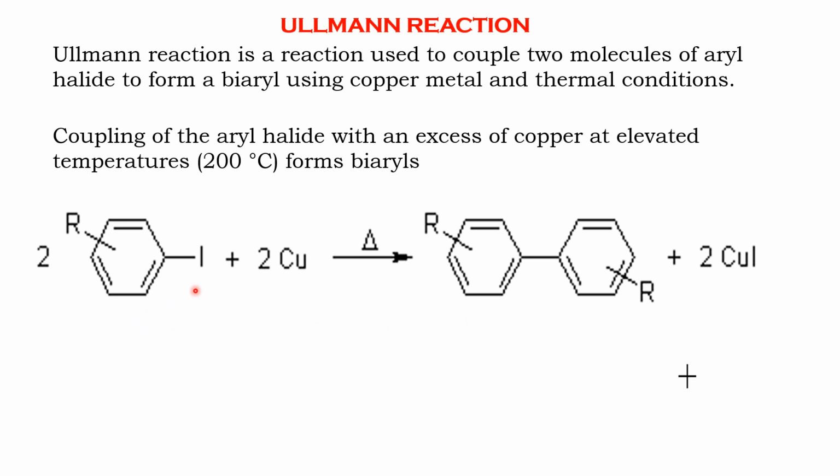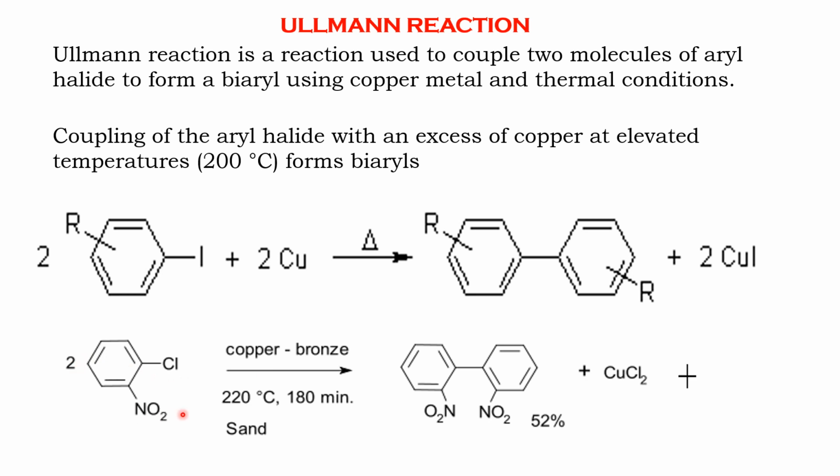See here, I am taking a substituted iodide, aryl halides, treating with copper so that I am getting substituted biaryl. This reaction is called Ullmann reaction. See, this is a nitro substituted aryl chloride. It undergoes reaction with copper at higher temperature to form nitro substituted biaryls. So this reaction is called Ullmann reaction.